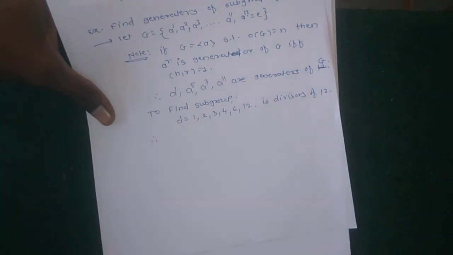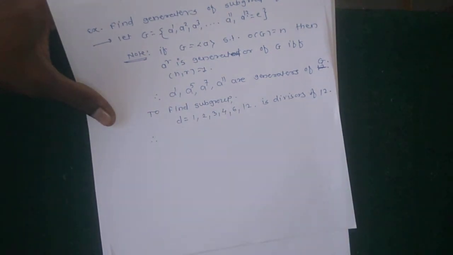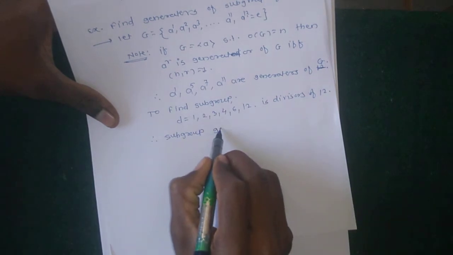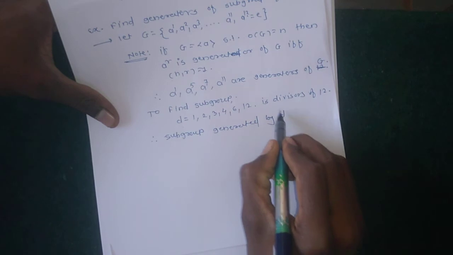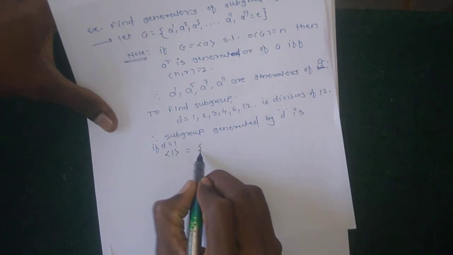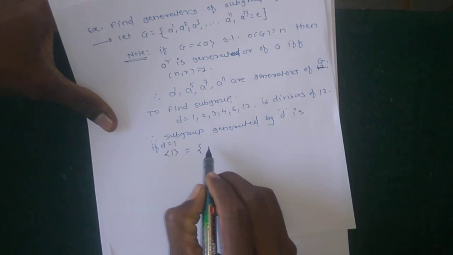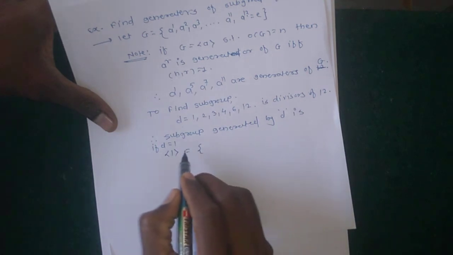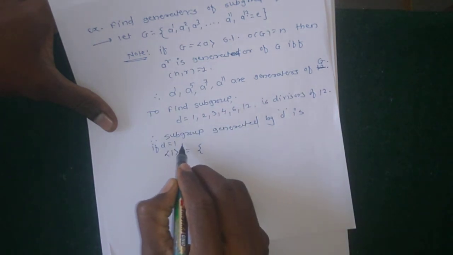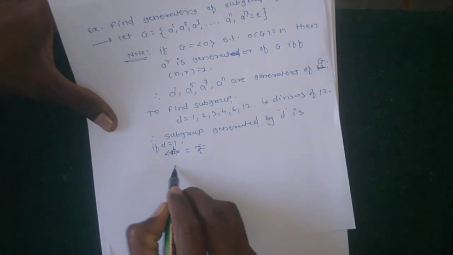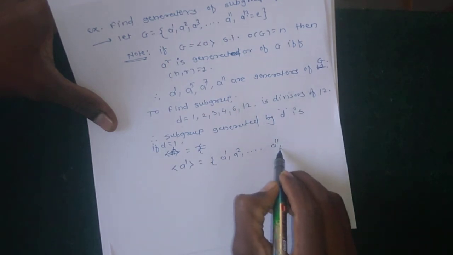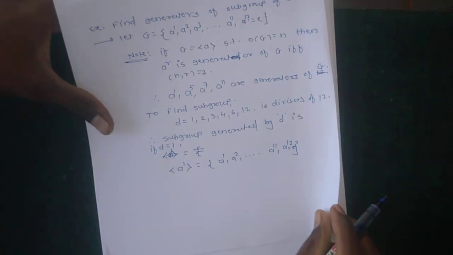Therefore, the cyclic subgroup generated by divisors is as follows. The subgroup generated by d: if d equals 1, then we take the subgroup generated by a^1. Here 1 is a divisor of 12, which implies d equals 1, so we take the subgroup generated by a^1. What are its elements? a^1, a^2, and so on up to a^11 and a^12, the whole set.